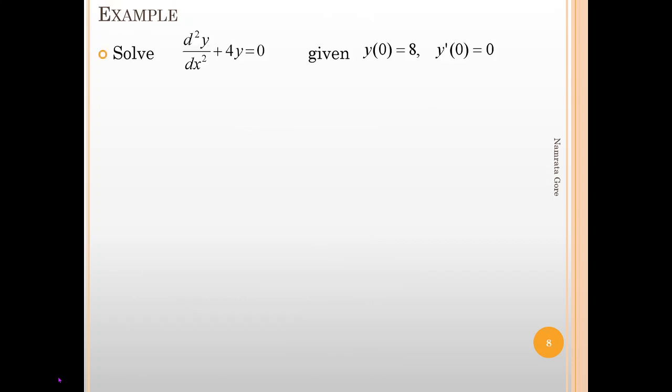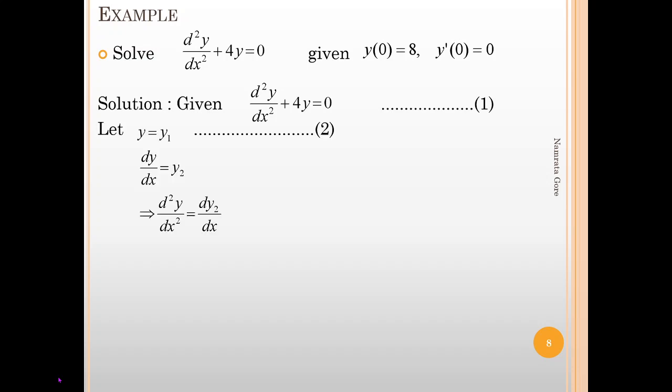Let us see one more example. d2y by dx square plus 4y equal to 0 with the given conditions. We'll call the first equation the given equation. The substitutions remain the same, y equal to y1, dy by dx equal to y2, and since we require d2y by dx square in the given differential equation, we will have equation 4, that is the derivative of equation 3 with respect to x.